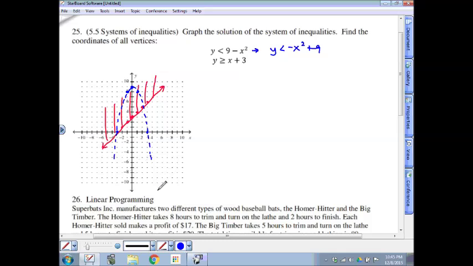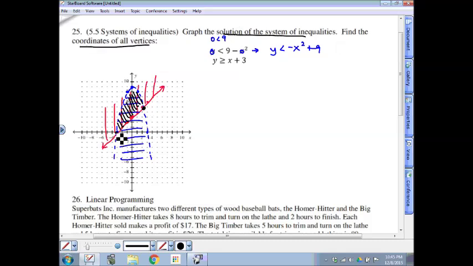And to figure out where to shade on this one, again choose a test point of 0, 0. So if x and y are both 0, we get an expression of 0 is less than 9, which is true. That means we need to shade towards a test point. So we're shading inside the parabola. So the double shaded region would be that little region right there. That's the solution to the system of inequalities, but it also says find the coordinates of all the vertices.